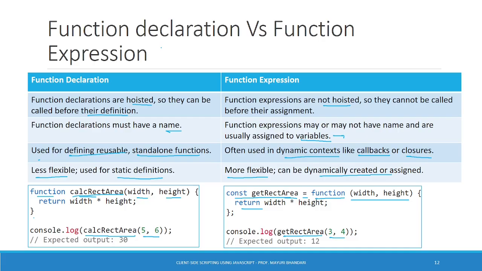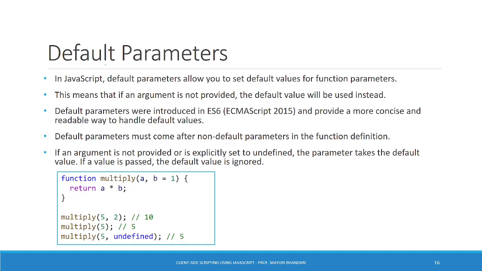Let us move further. The next topic is default parameters. In JavaScript, default parameters allow you to set default value for function parameters. That means if an argument is not provided, the default value will be used instead of that argument. Default parameters were introduced in ECMAScript 6 and provide more concise and readable way to handle default values.